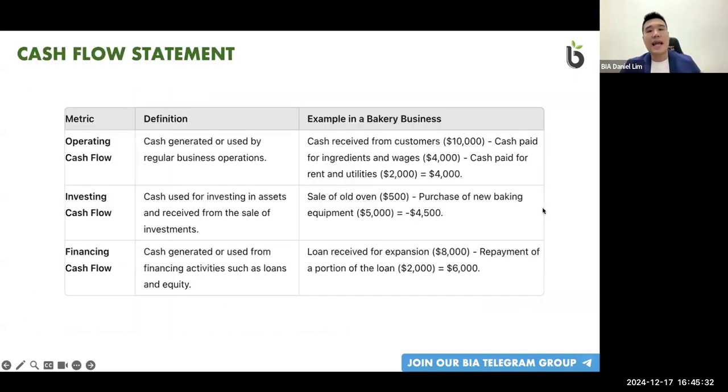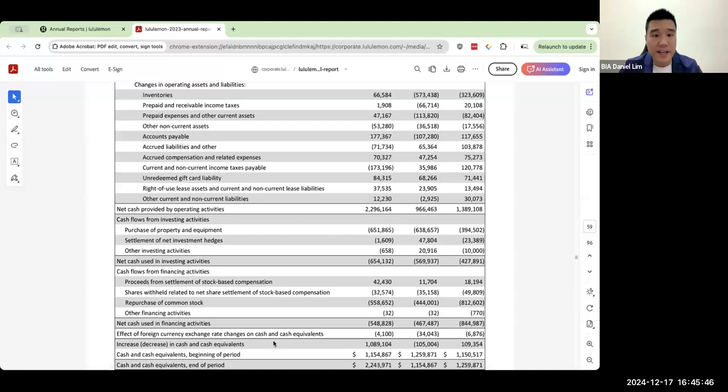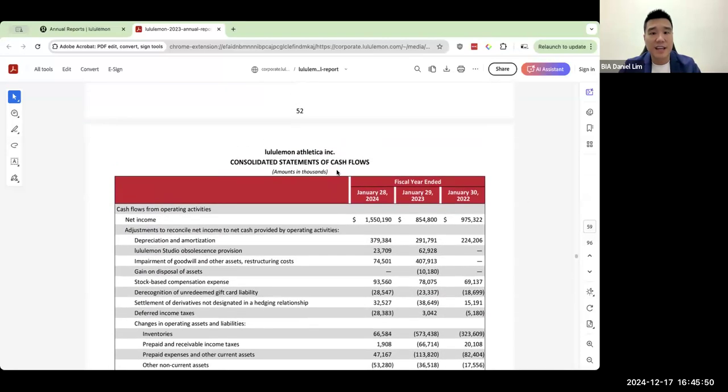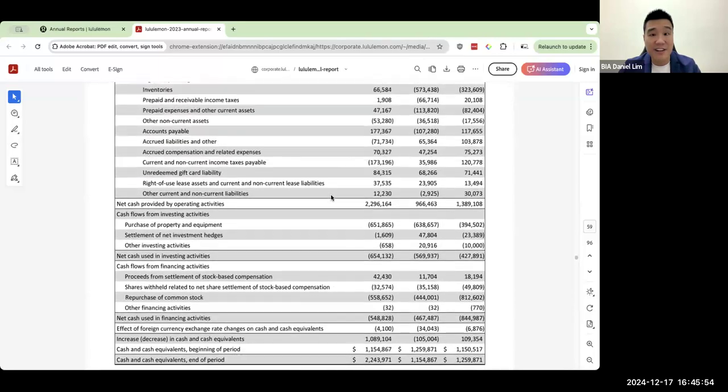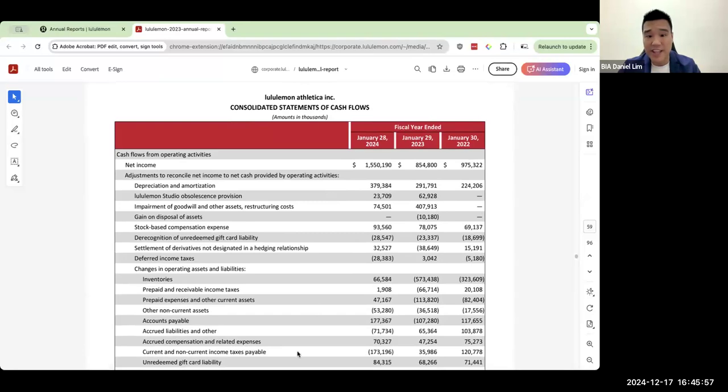In the cash flow statement, it may seem very, very daunting, so let me share with you Lululemon's one again, to let you see how it looks. Here. This is Lululemon's cash flow statement. It may seem quite scary, right? There's a lot of things, but don't worry. I'll make things very, very simple for you guys.